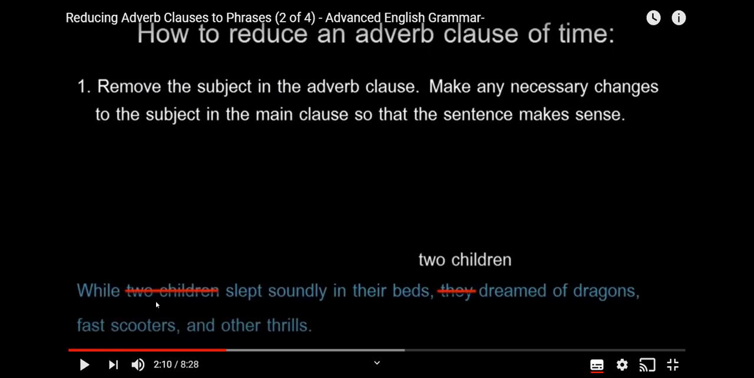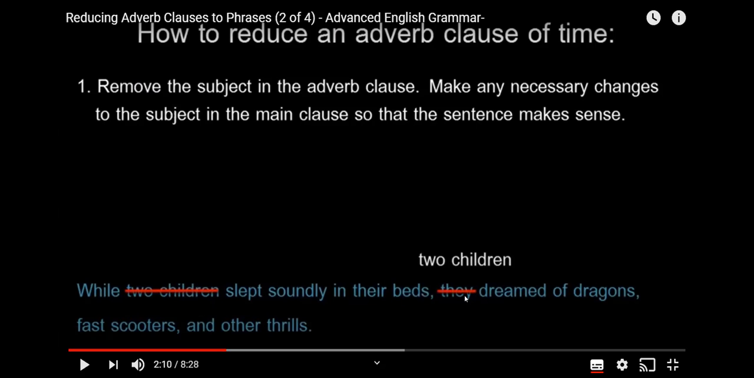Okay, now, here, she's talking about two children. The subject is two children, and in the independent clause, they refers to the two children. So the subject is the same, okay? So we don't use the subject anymore. We put while, and you see, the verb is slept. It's in the past. The base form is asleep. And the present participle with ing is sleeping. So I say while sleeping, I don't use the subject anymore, soundly in their bed.